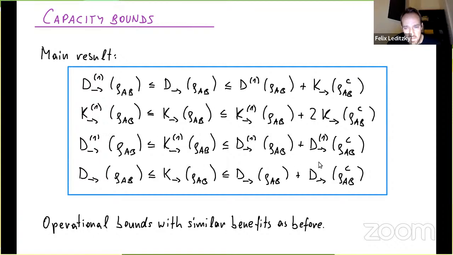So again, for example, here, the third and the fourth one are the exact analog of the bounds that I showed before for quantum and private capacity. And so these operational bounds again have the same benefits as before. Okay, so they give you new insights that the key of a bipartite state is zero if you cannot entangle either to Bob or to Eve. And it also gives you a way of numerically estimating them with just using bounds on the distillable entanglement. And the situation here is similar to the channels. So we have more bounds for the distillable entanglement than for the key, I think.